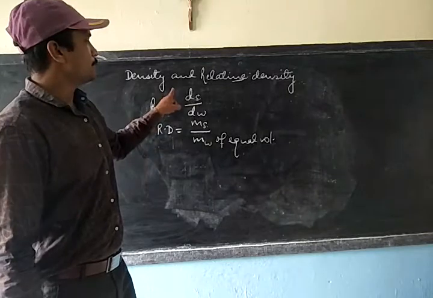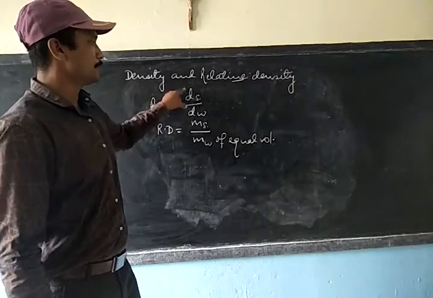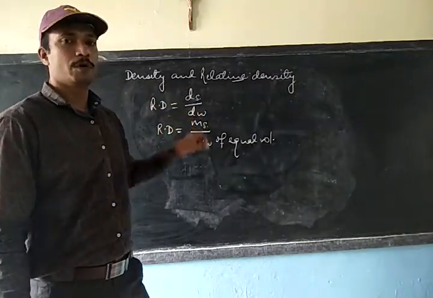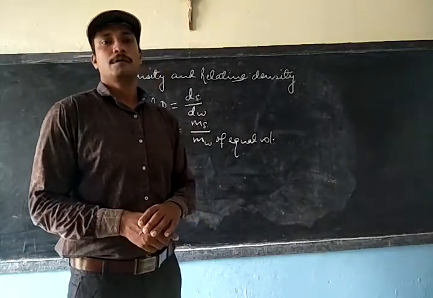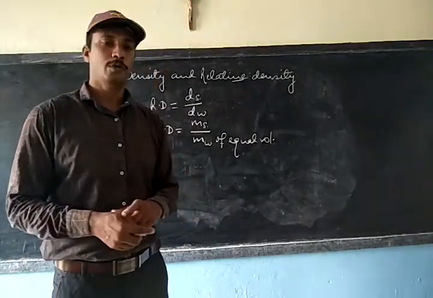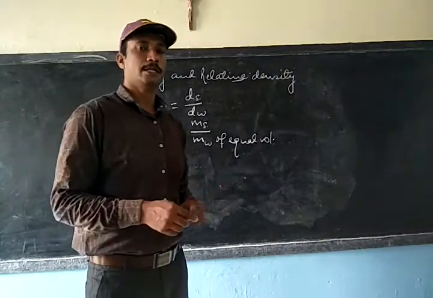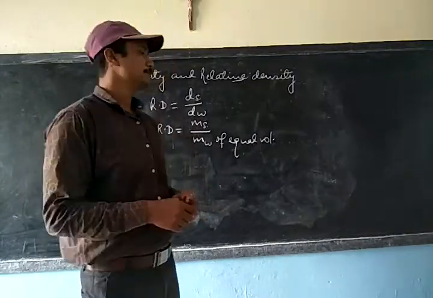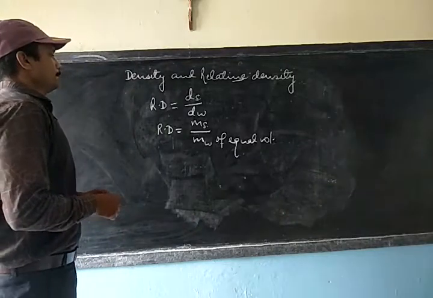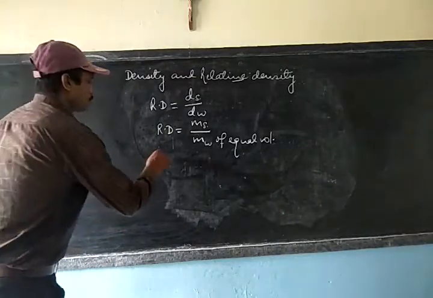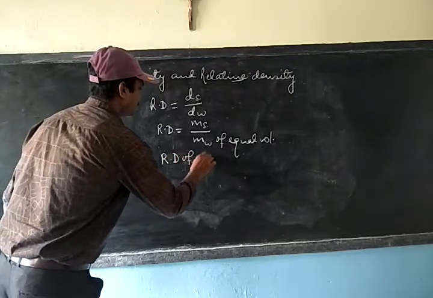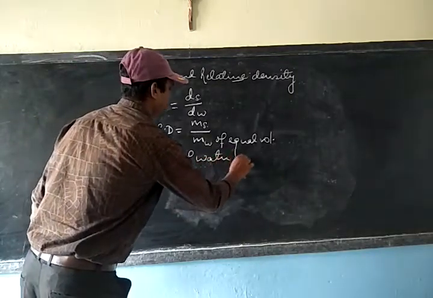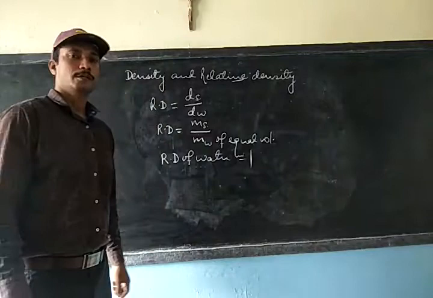You can see here, since relative density is the ratio of the same quantity, it is a dimensionless quantity which has no unit. Relative density has no unit. You should know that the relative density of water is 1. It is always 1.